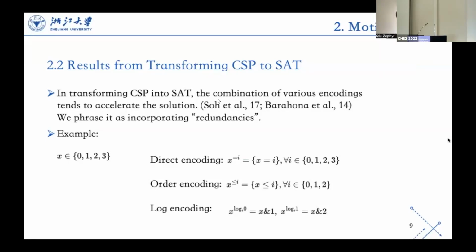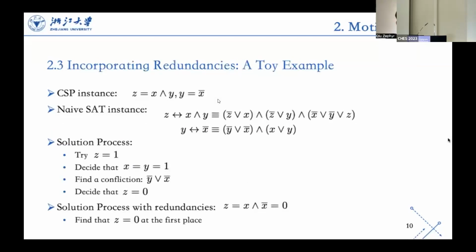Here are some examples of different encodings. Suppose X is a 2-bit variable. The direct encoding introduces 4 Boolean variables. Each X equals i is the Boolean value of X equals i. The order encoding introduces 3 Boolean variables. Each of them is the Boolean value of X less than or equal to i. The log encoding introduces 2 Boolean variables to express its bit values.